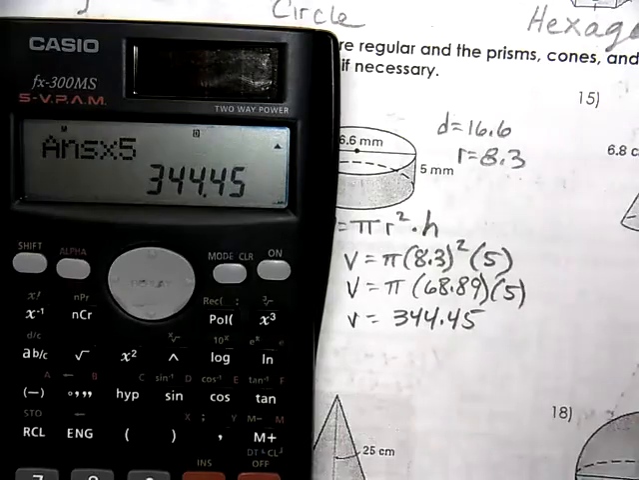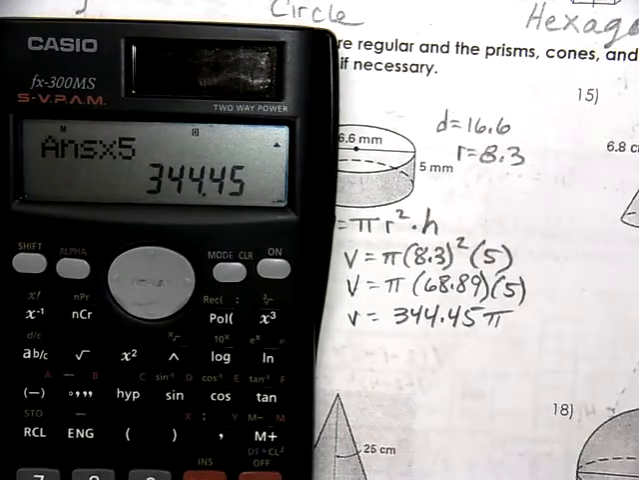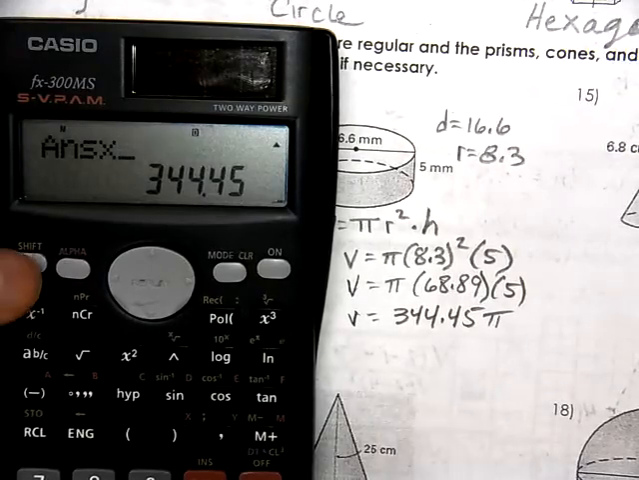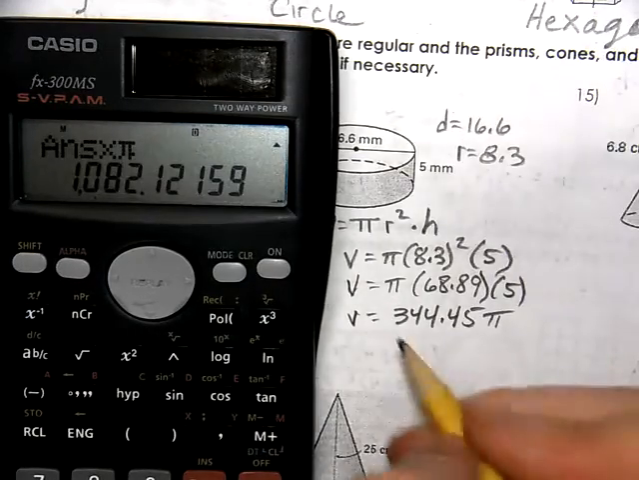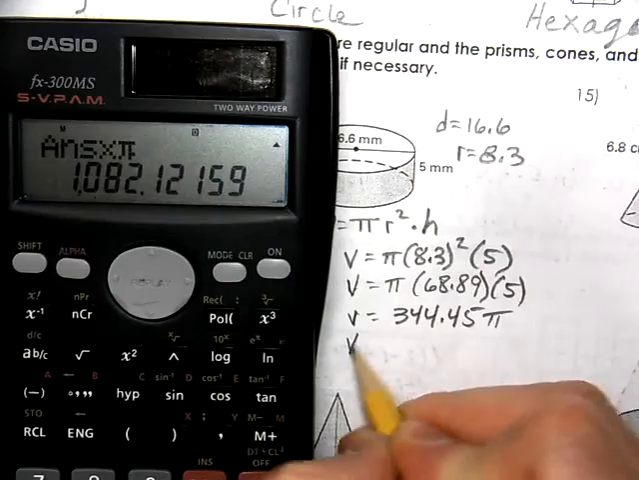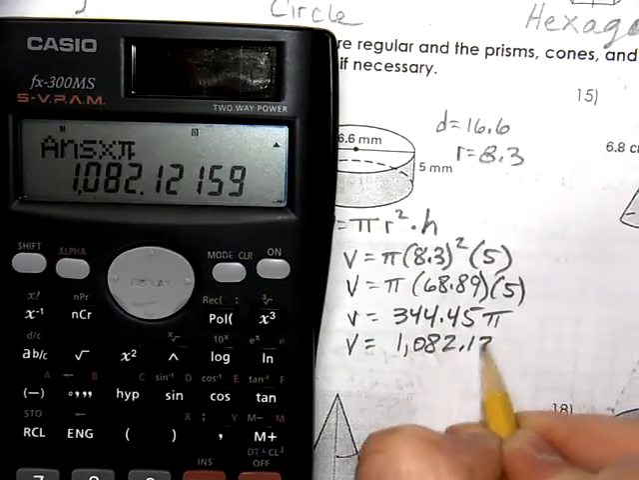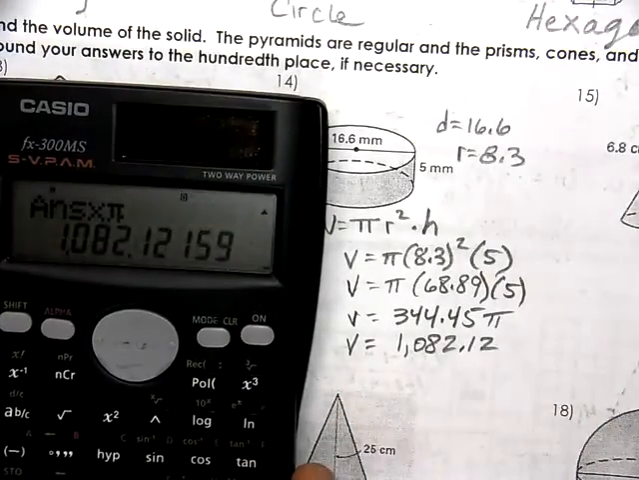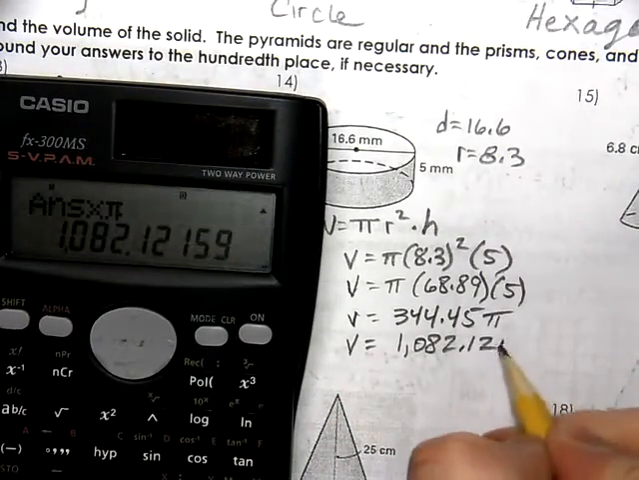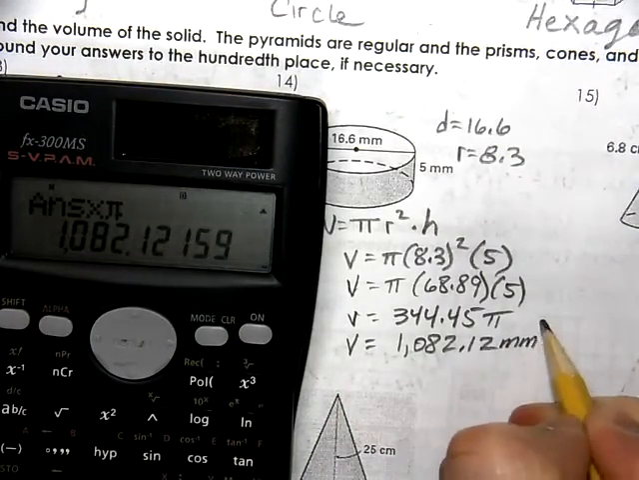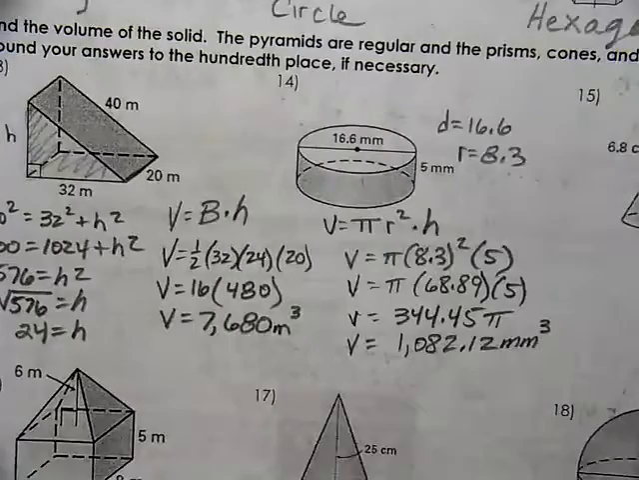Even though it's decimals, it's the exact decimal. And when we times that to pi, that would be rounding it to the nearest hundredth.